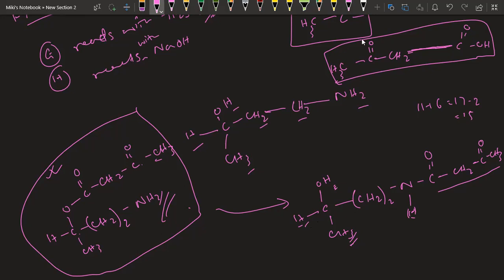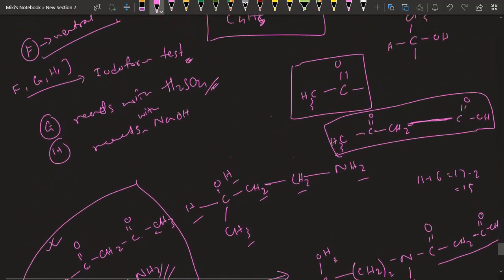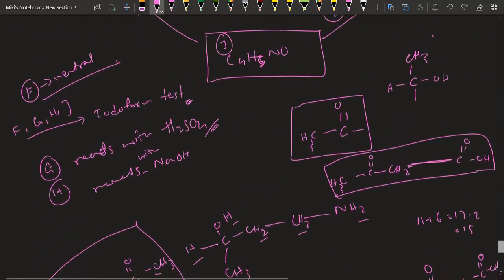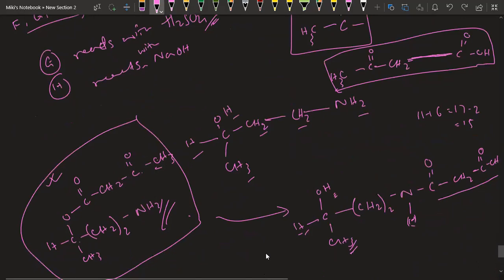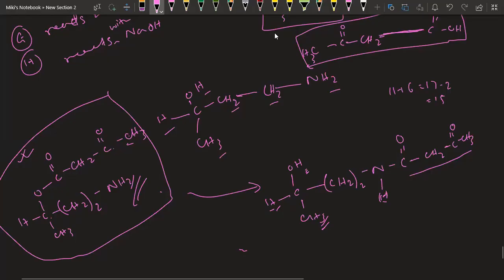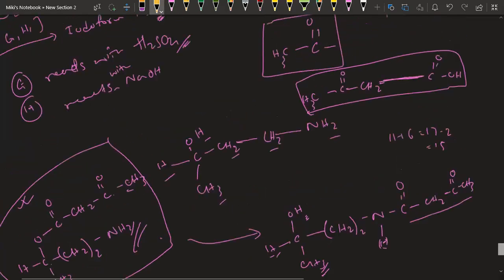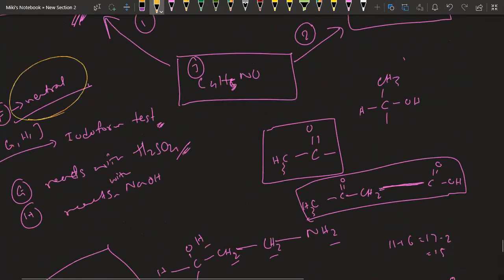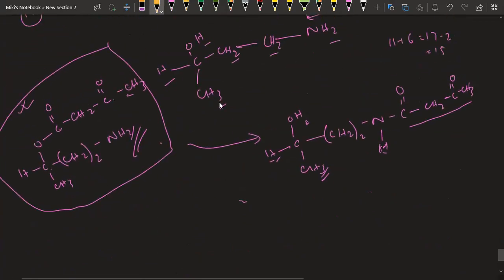What information do we have? Oh, yeah, forgot. 3 hydrogens are there. So, oh yes, remember, this was the information I was missing. F is neutral. In which situation is F neutral? That's why they also mentioned F is neutral.